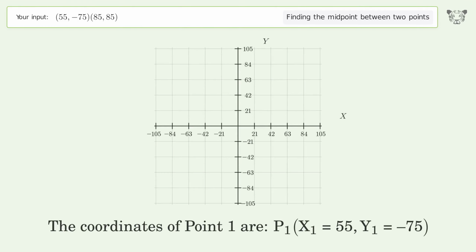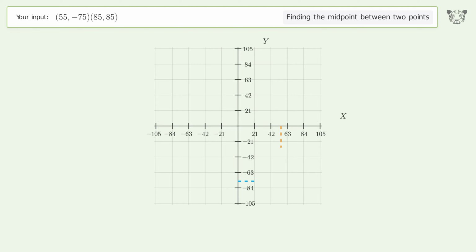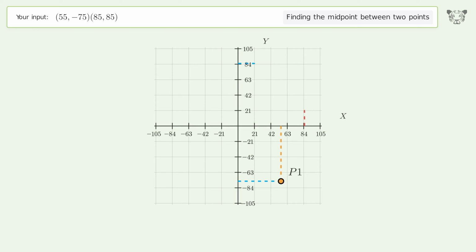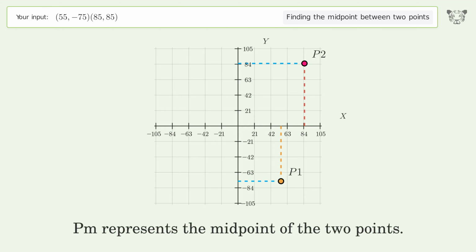The coordinates of point 1 are, x1 equals 55, y1 equals -75. The coordinates of point 2 are, x2 equals 85, y2 equals 85. PM represents the midpoint of the 2 points.